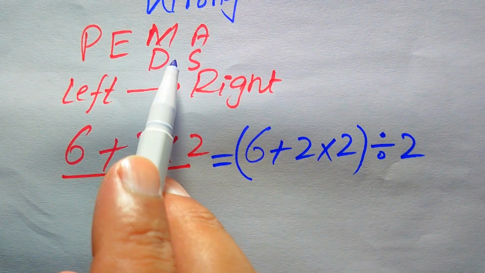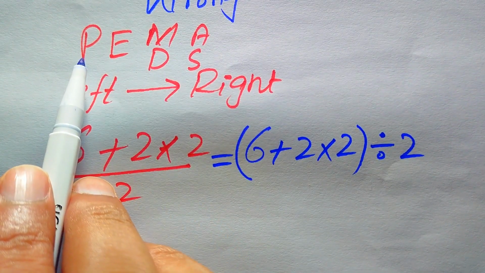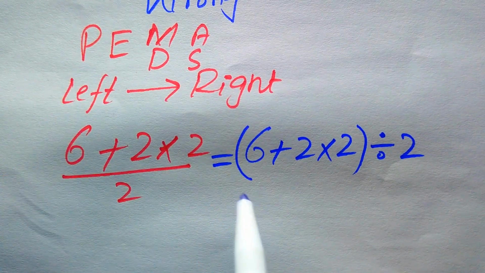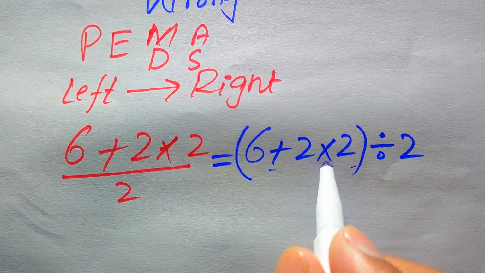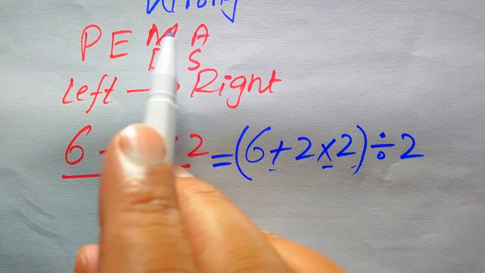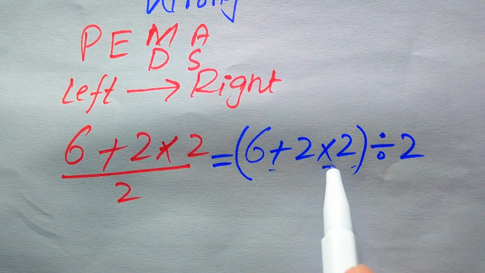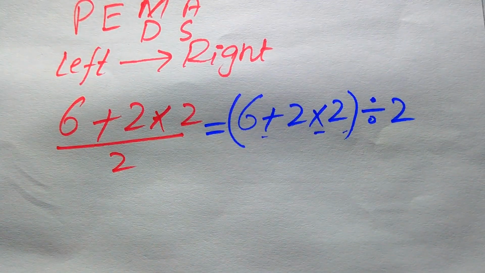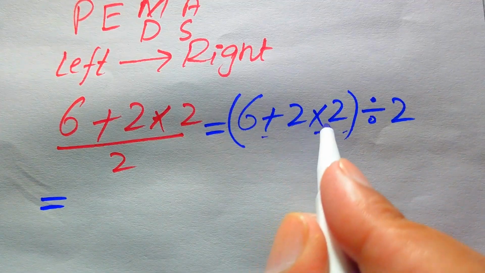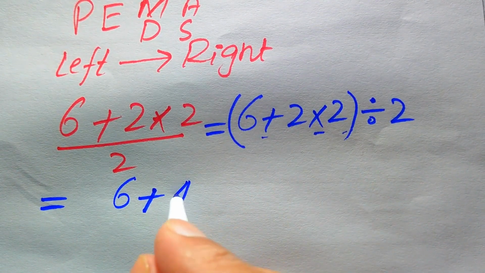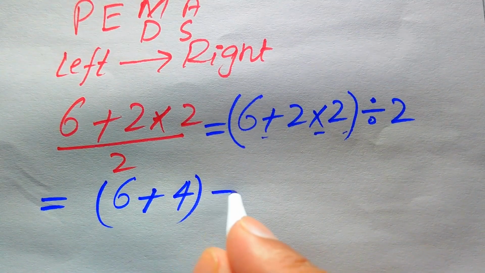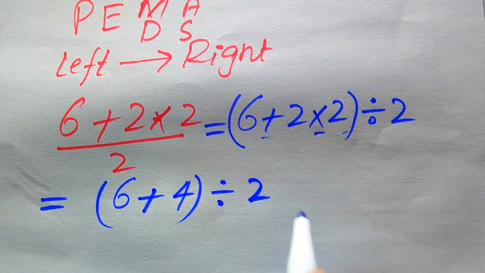But you see, according to this rule, we give the first priority to the parentheses, and inside the parentheses we again have two operations, addition and multiplication. And in addition and multiplication, we give the first priority to multiplication. So it means that here first we multiply these terms and we get 6 plus 2 times 2 becomes 4, and it is divided by 2.